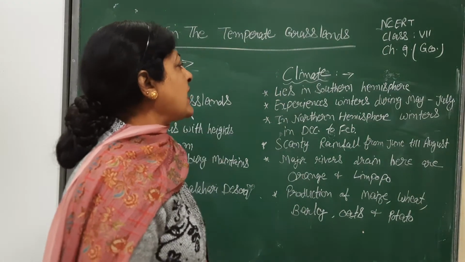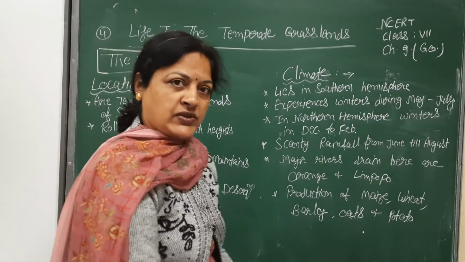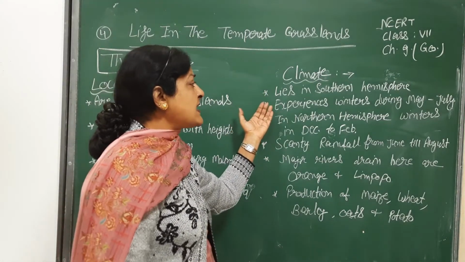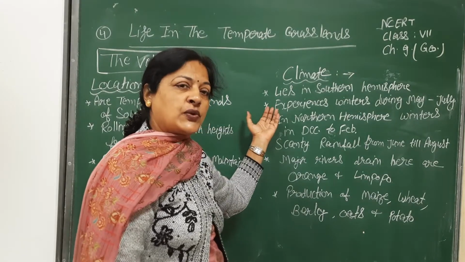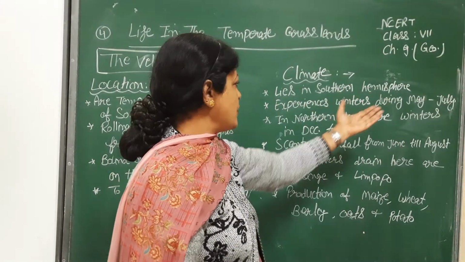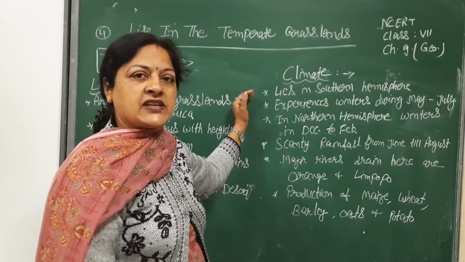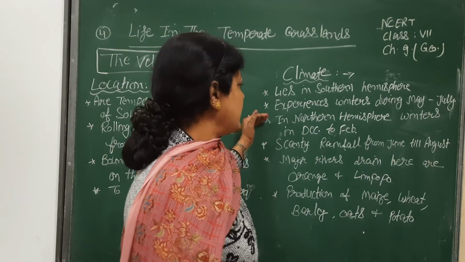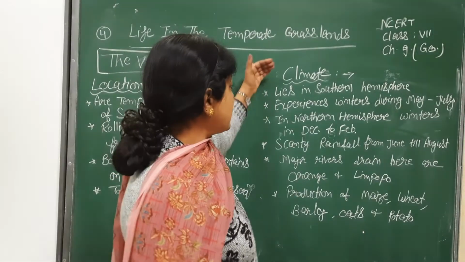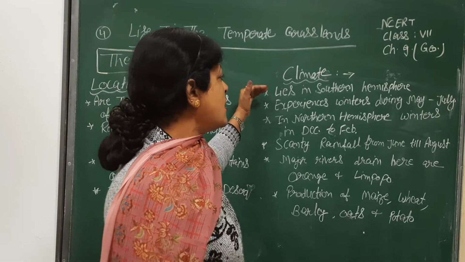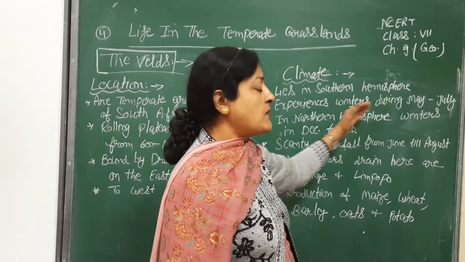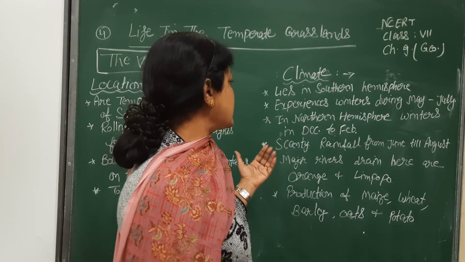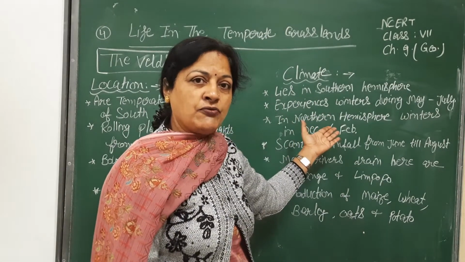Now we will talk about the climate. It lies in the southern hemisphere. We can say the velds lie in the southern hemisphere. They experience winters during May to June or July. As it is located in the southern hemisphere, it experiences winters from May to July, whereas in the northern hemisphere we experience winters from December to February.